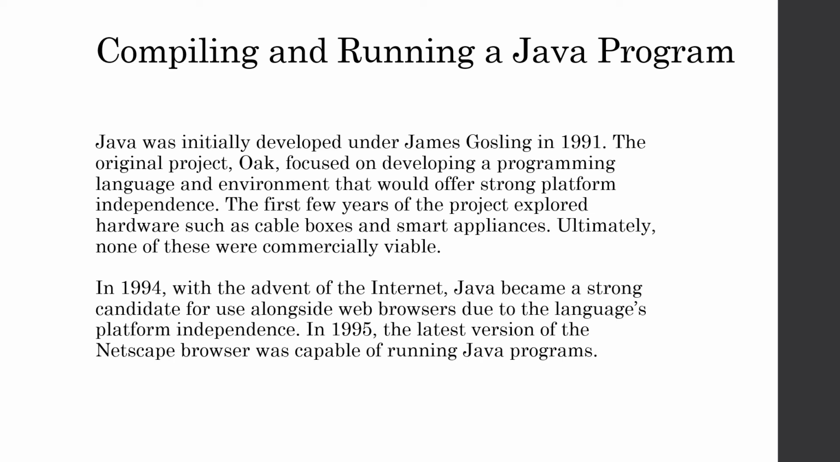All right, so Java was initially developed by James Gosling. So it was him and a team of, I think, a few dozen, maybe it was only about a dozen software engineers that worked on the Java programming language in 1991. The original project, Oak, was focused on developing a programming language and environment that would offer strong platform independence. So initially, when they were working on this project for those first few years, primarily the reason that they were aiming for strong platform independence is because they were trying to develop this as a language that could be used by multiple different household appliances. There's also some experimentation with using it for cable boxes.